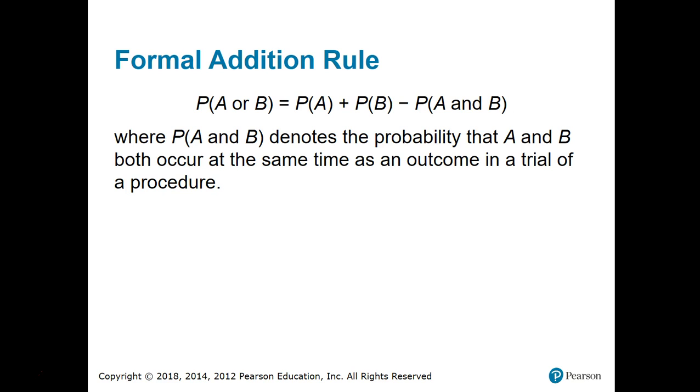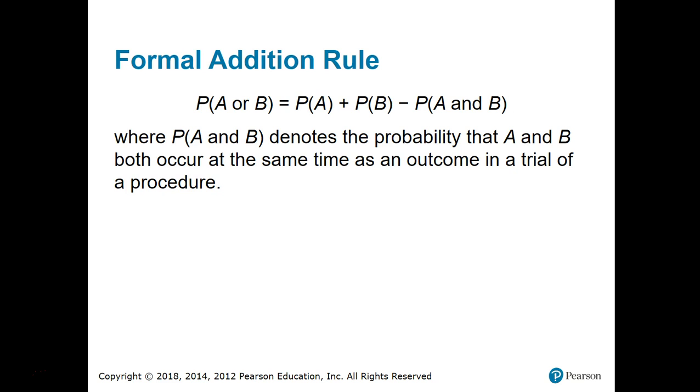All right, so go ahead and write that down. And I'm going to write it down too, so you have time to write it down. And if you need a little extra time, you can pause the video and start it up again. Probability of A or B is equal to the probability of A plus the probability of B minus the probability of A and B.